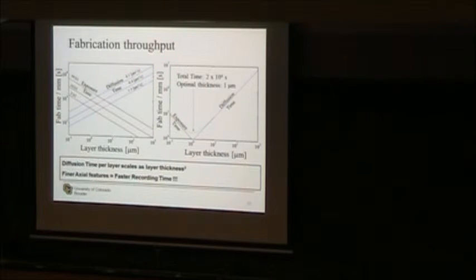Okay? However, that doesn't last forever, because if I keep decreasing my layer thickness, eventually I'm going to reach a point where my exposure time dominates, meaning the exposure time is longer than the diffusion time. For my particular material system, that point is around 1 micron, where I get the optimal thickness for fabrication time. But just in general, this is pretty cool, because it tells me that as I increase my depth resolution, I actually record faster, which is something you normally don't get in systems.